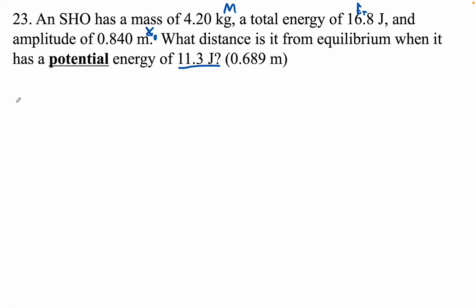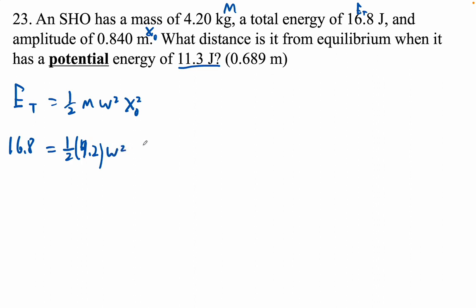So step one, we're going to use this formula: 1/2 m omega squared x naught squared, okay? Because I think we know everything except omega in this, right? So let's do this. Total energy is 16.8, is 1/2 times 4.2. That's a 4.